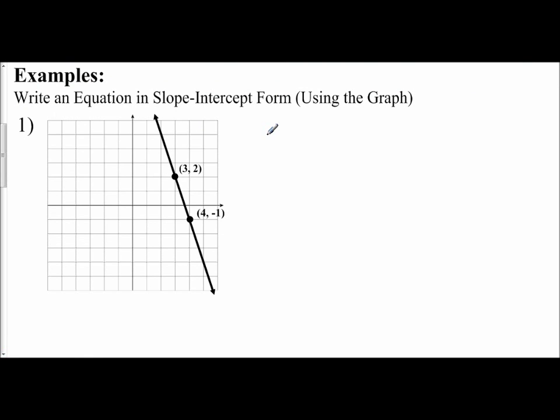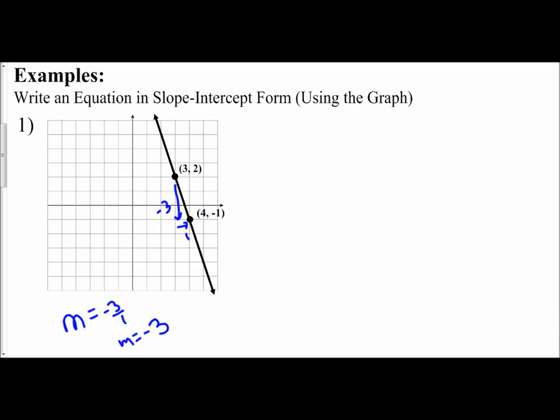So the first example: write an equation in slope-intercept form given this graph. If I look here, I'm given 2 points. I'm given (3, 2) and (4, negative 1). I'm not given the slope here, but I can actually find my slope. My slope in this problem is rise over run. I'm going down, it looks like 3 units, so negative 3. I'm going to the right 1 unit, so positive 1. So negative 3 over 1, so my slope is negative 3.